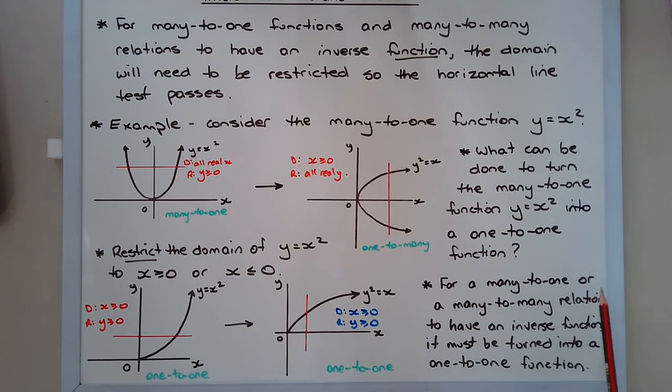So for a many-to-one or a many-to-many relation to have an inverse function, it must be turned into a one-to-one function by restricting the domain.